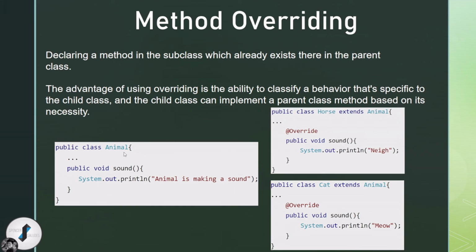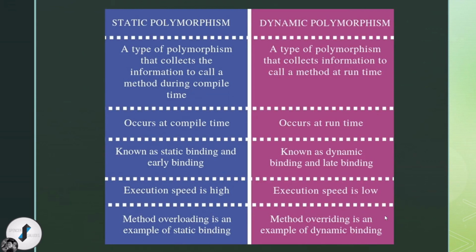Halimbawa dito, general lang yung sound ni animal. Animal is making a sound. So, i-inherit yun ni horse nung mga child class, at yung method, i-override nila, babaguhin nila, i-customize nila, depende dun sa kailangan nila. Kay horse, neigh. Kay cat, meow. For conclusion, the static polymorphism occurs at compile time, while the dynamic occurs at runtime.